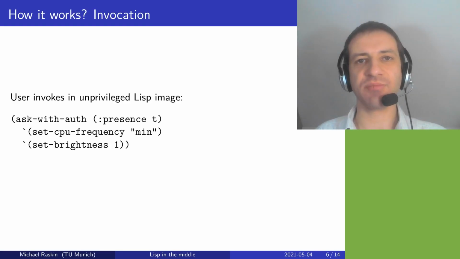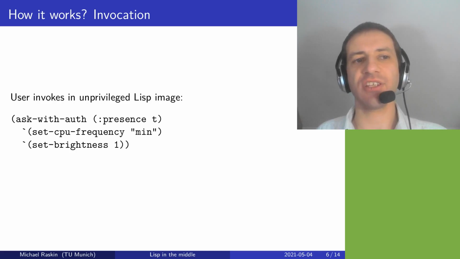So what happens behind the scene in the demo? The user, as you have seen, evaluates the following form in the unprivileged Lisp image. And ask_with_auth is a macro which tells the system that it should request a privileged operation from the system management daemon. And the content of the requests is enumerated below, so it's set CPU frequency mean and set brightness 1.